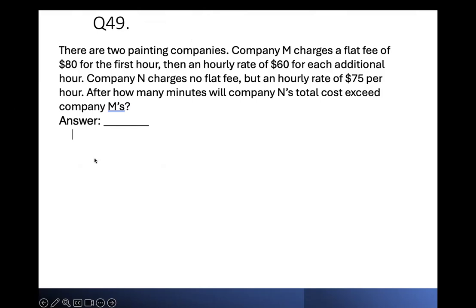Two painting companies. Company M charges a flat rate, that means there's an initial $80 for the first hour, then an hourly rate of $60 after each additional hour. After each additional, that means after t equal to 0, then t minus 1. That's how they're going to charge you. It's very important, because if you make a mistake, it starts from here.